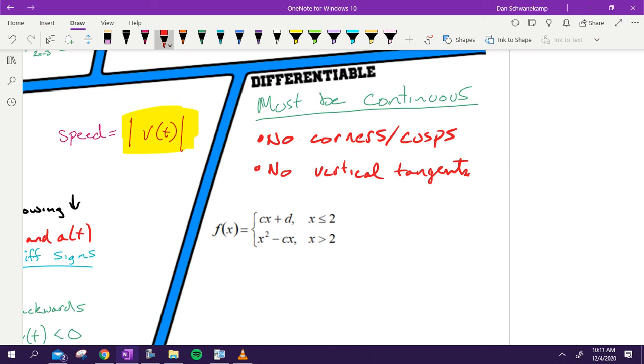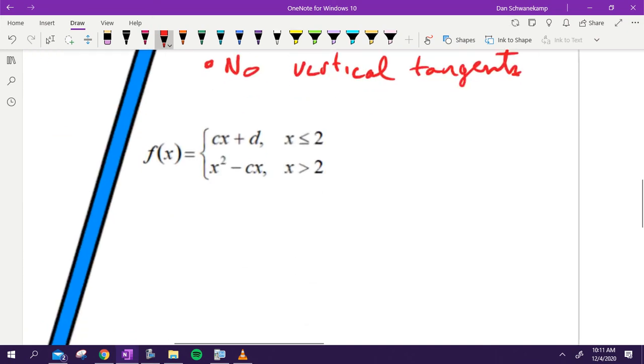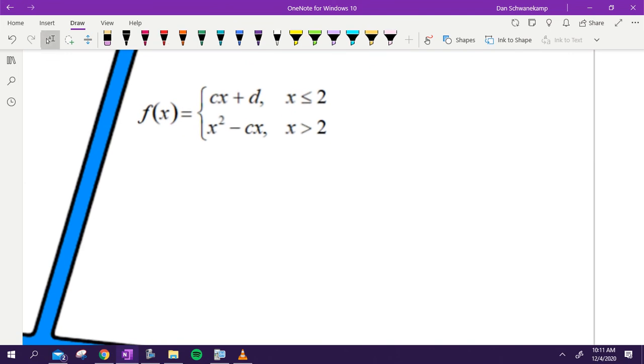All right. So this is the question a lot of you were trying to do yesterday on our limits review. The directions are going to be something like find C and D that makes f of x differentiable.